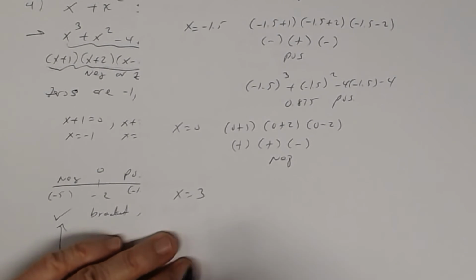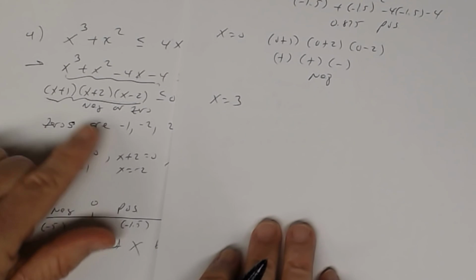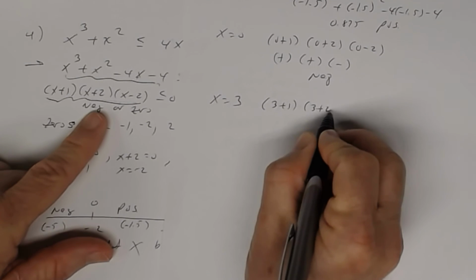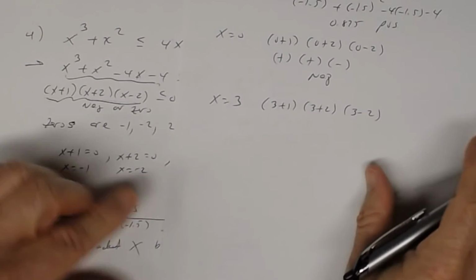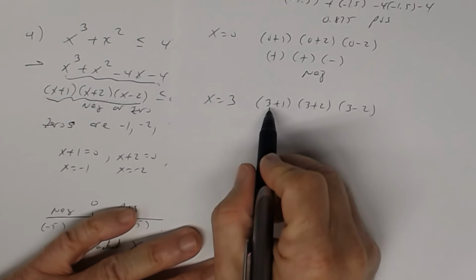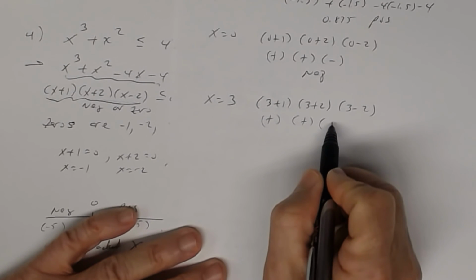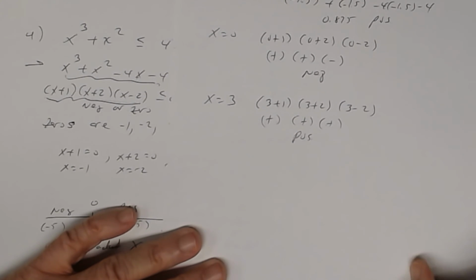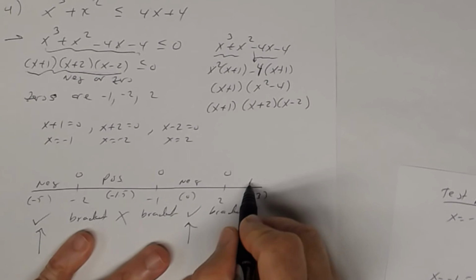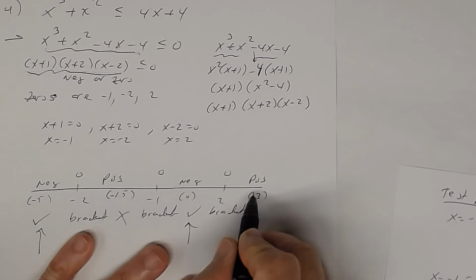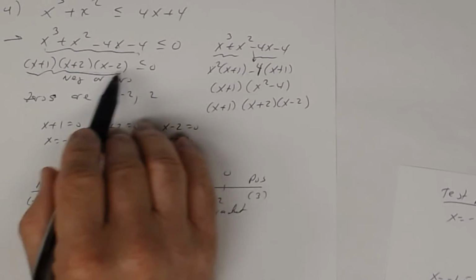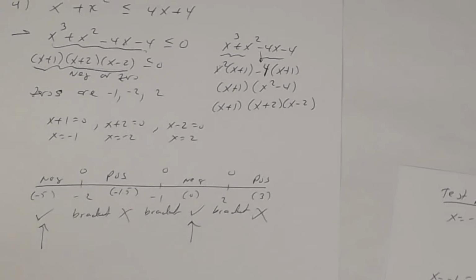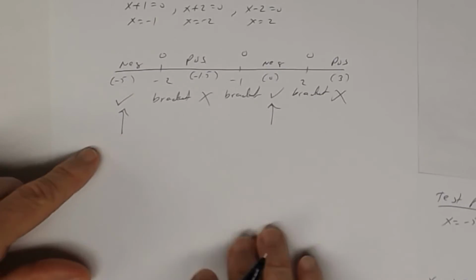Test point x is 3. We're going to substitute x equals 3 into x here. So I get 3 plus 1, 3 plus 2, 3 minus 2. And so when I look at the sign of these factors, 3 plus 1 is positive, 3 plus 2 is positive, 3 minus 2 is positive. And a positive times a positive times a positive is a positive. So what that means is that this interval from 2 to infinity, if I choose any real number in that interval, is going to make this left side positive, but I want it to be negative. So I can't use that one. So the only solutions are these two intervals.